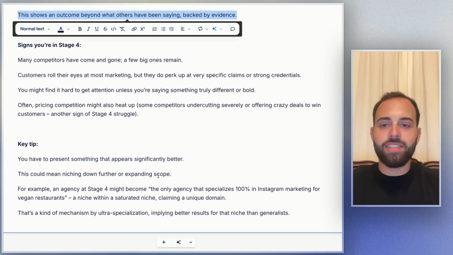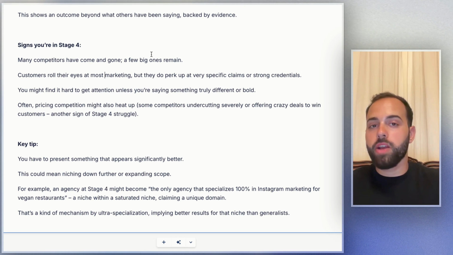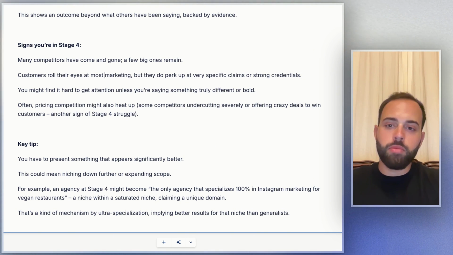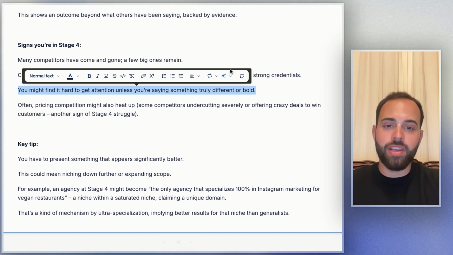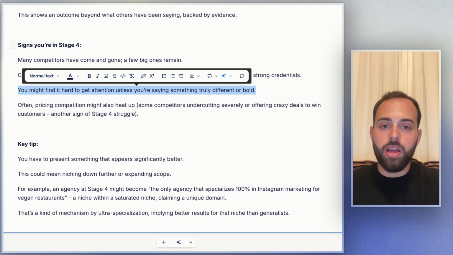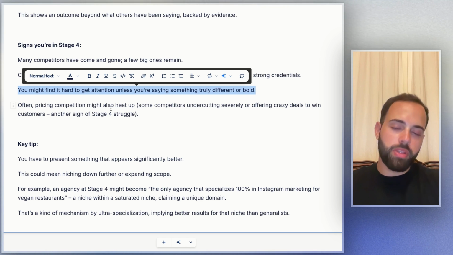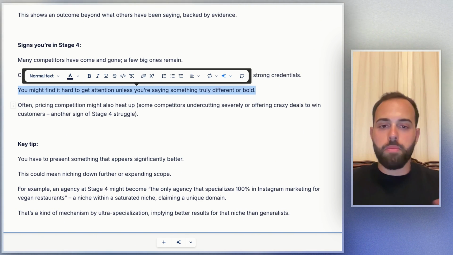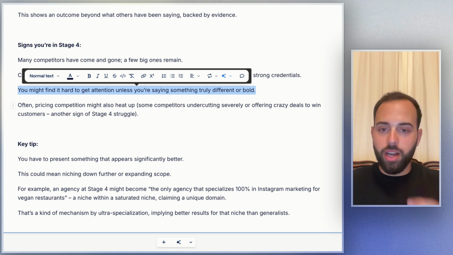So a couple of signs that you're in stage 4. Many competitors have come and gone. A few big ones remain in the industry. Customers roll their eyes at most marketing, but they do perk up at very specific claims or strong credentials. You might find it very hard to get attention unless you're saying something that is truly unheard of or bold or different. Often, pricing competition might also heat up, meaning that some of your competitors are literally competing on price or offering crazy deals to win customers.